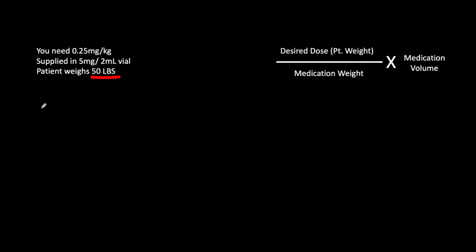For our second example, we have a weight-based drug. Our desired dose is 0.25 milligrams per kilogram. Our medication is going to be supplied in a 5 milligram and 2 milliliter vial, and our patient weighs 50 pounds. So go ahead and try the math, and we'll go through this together. Alright, so first let's start out with our patient weight. So our patient weighs 50 pounds. We're going to divide that by 2.2 to get 22.73 kilograms.